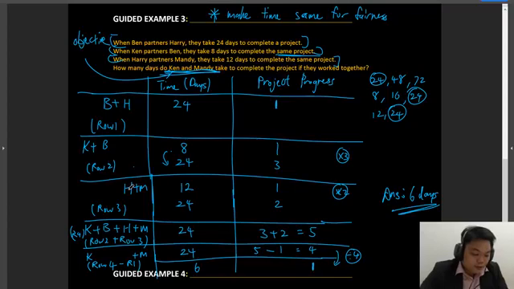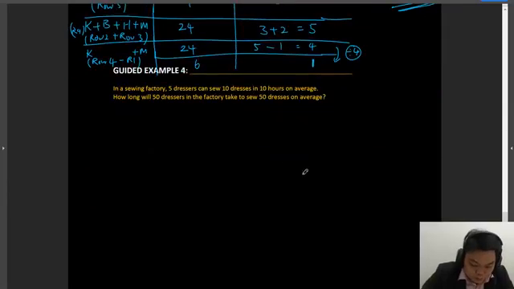Alright? That's the whole idea. Okay, very good. Why 5 minus 1? Because here we are removing B and H, so that we can obtain the amount of work that Ken and Mandy do in that 24 days. That's the reason. Okay, so let's move on to number 4.